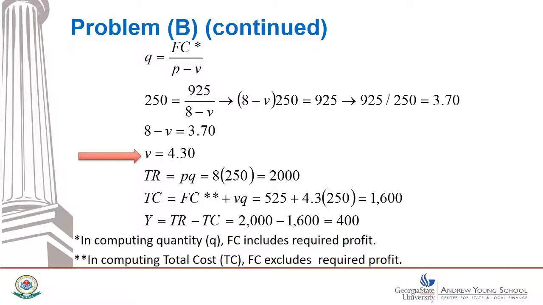Total revenue is equal to the price of $8 times the quantity of 250, which produces $2,000 in total revenue. Total costs are equal to fixed costs, excluding the profit target, of $525, plus the product of the $4.30 in variable costs times the quantity of 250. That generates total costs of $1,600. Profit, or Y, is then the total revenue of $2,000 minus total costs of $1,600. Our profit target of $400 is confirmed.